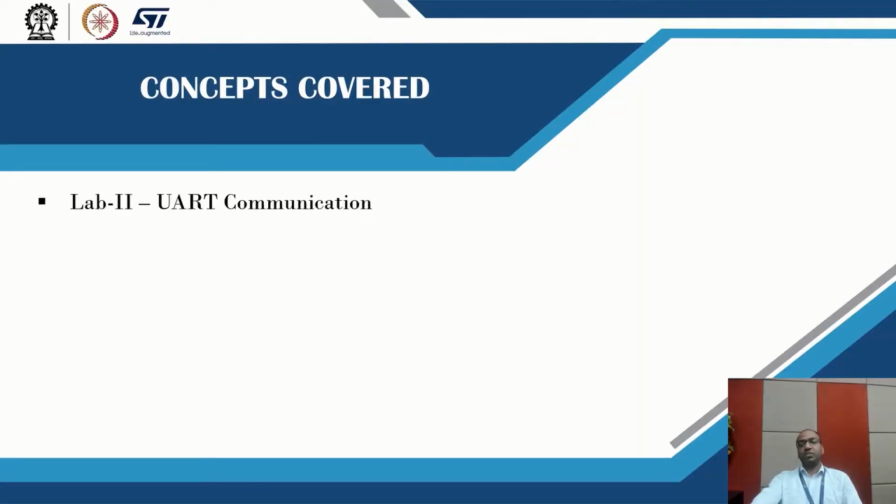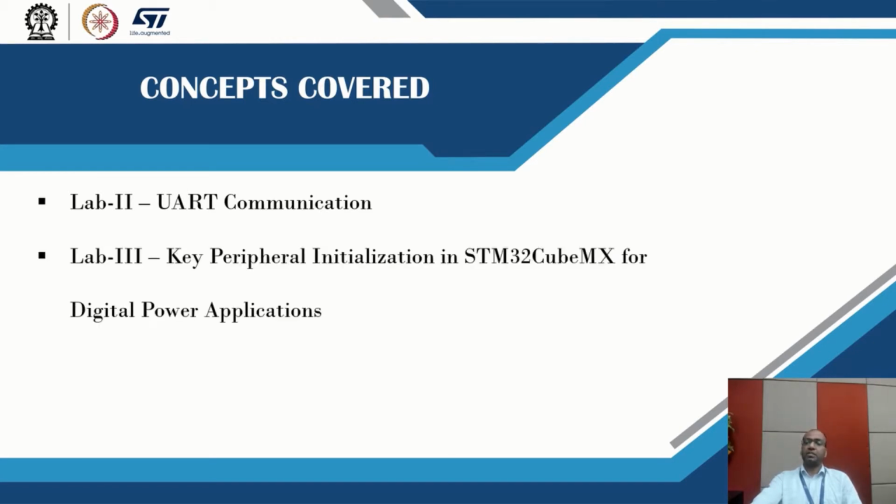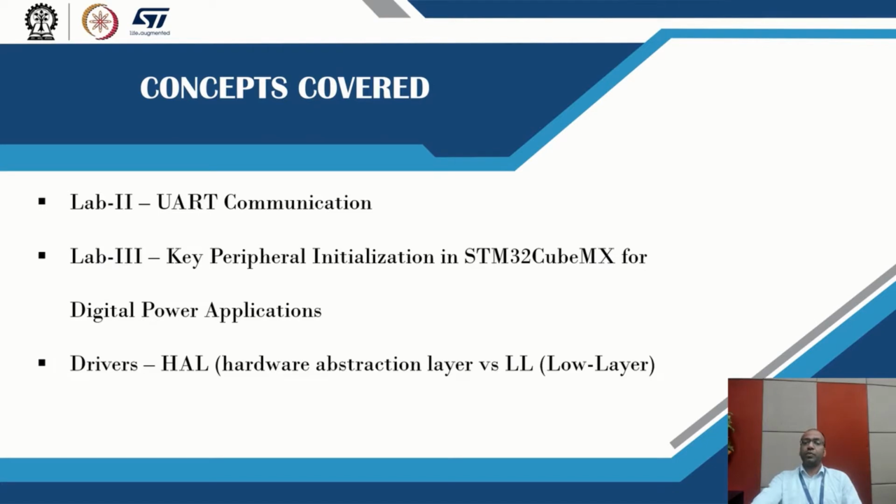In the last lecture we discussed the example of GPIO toggling. In this lecture we will be starting the example of UART communication and it will be demonstrated over the STM32G4 Nucleo board. Then we will be covering the key peripherals initialization required for digital power applications, mainly the ADCs and the timers. Then we will be focusing on the advanced settings where we will be covering the difference between the HAL layer and the lower level layer. And in the end, we will be focusing on the digital power workbench.